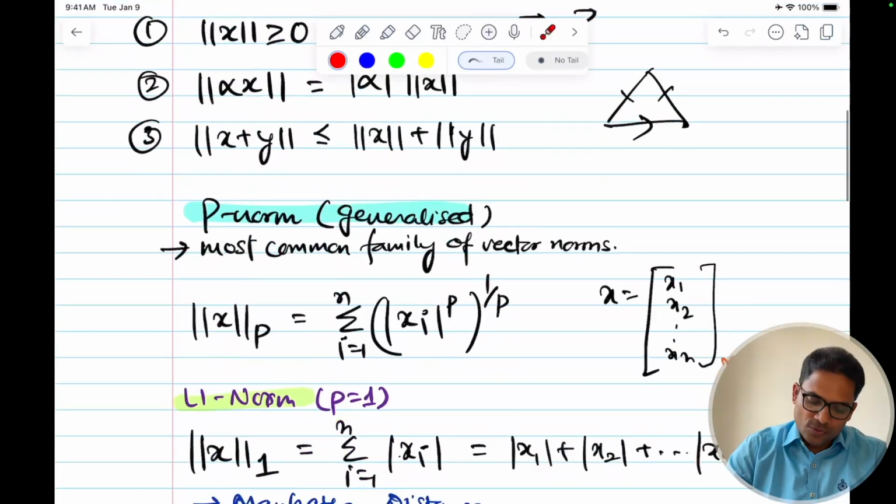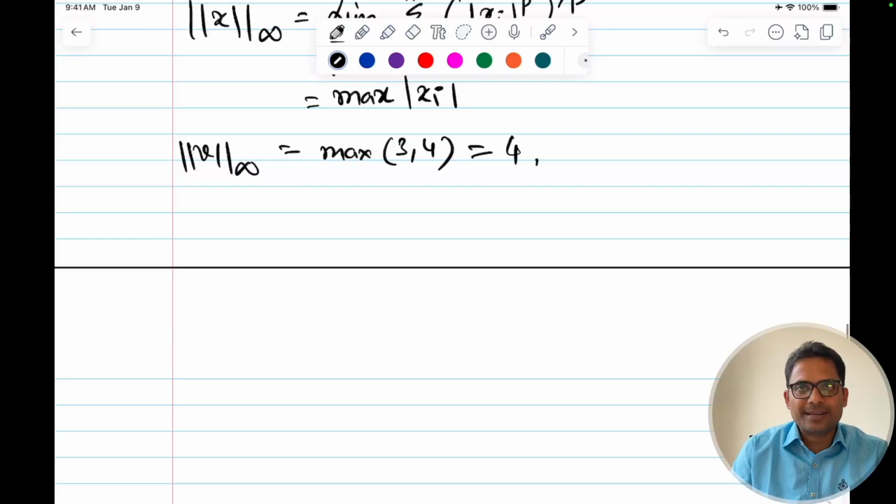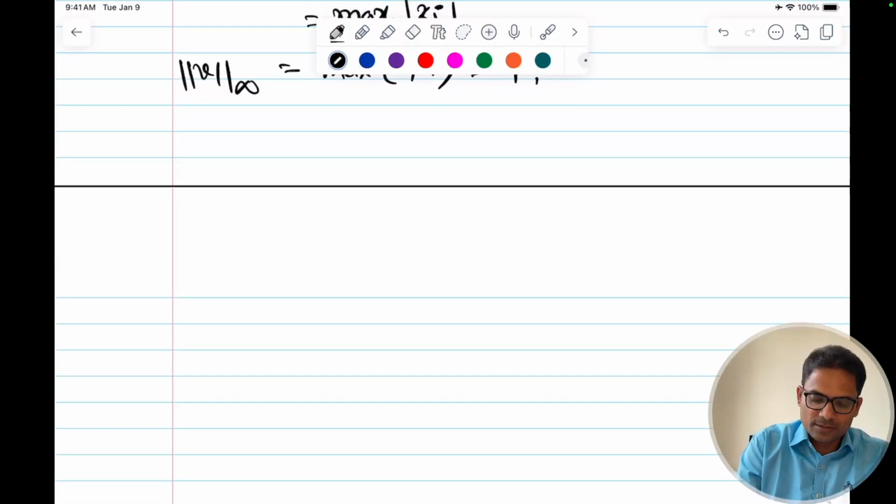Okay, so let's now move to matrix norms. Even a matrix is nothing but a collection of vectors.